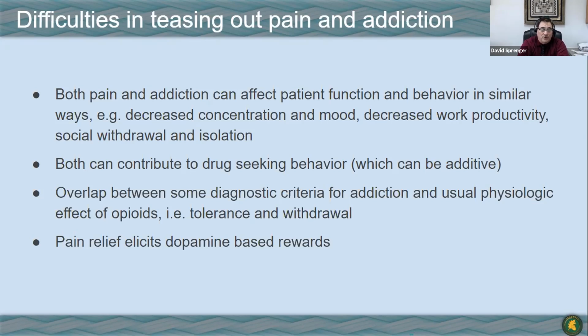There is an overlap between some diagnostic criteria for addiction and the usual physiologic effects of opioids on the central nervous system, namely tolerance and withdrawal. So that's going to occur. Tolerance and withdrawal are going to occur as a neuroadaptation regardless of why a person is taking an opioid. But we also see this in addiction too, so that can be a little confusing.